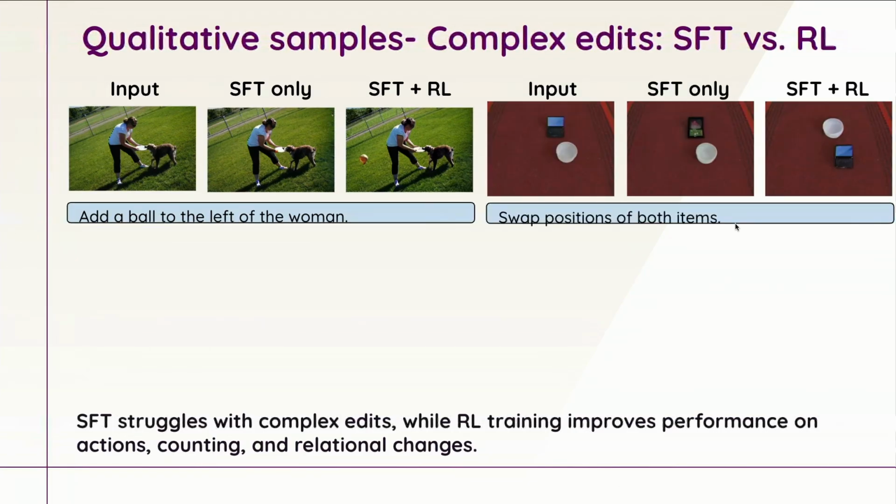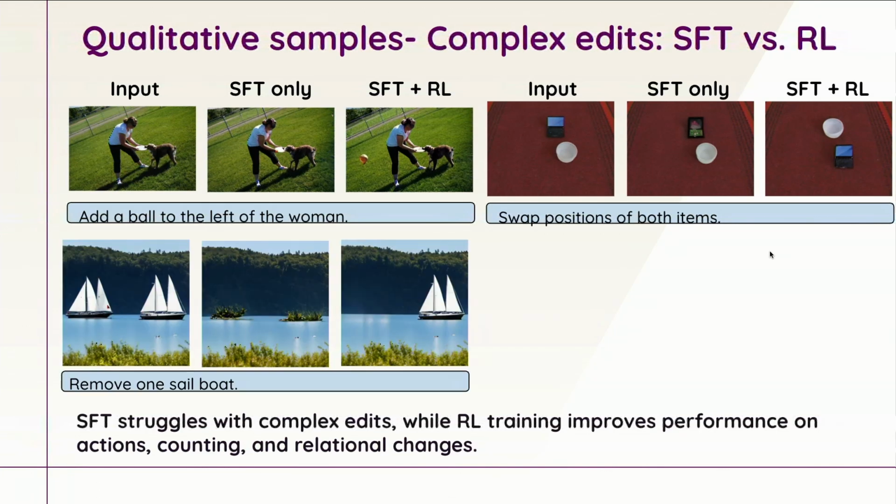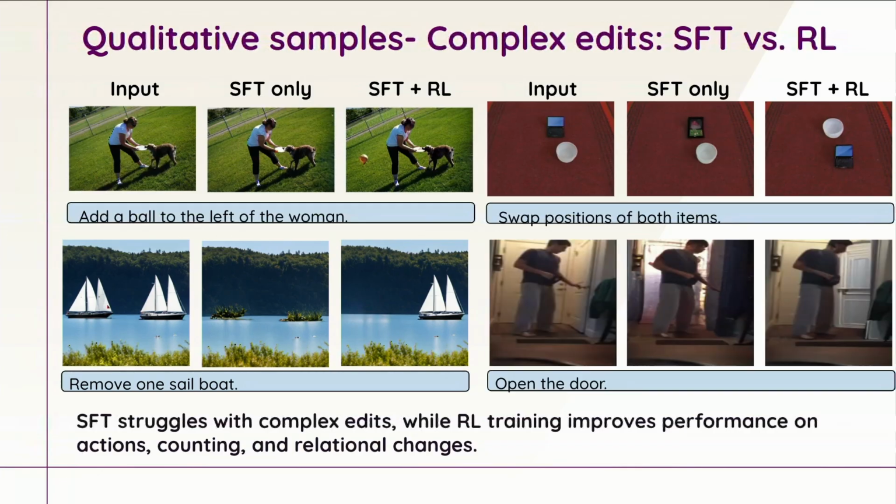Here, it's again an example of swapping positions of two items. SFT model just changes some visual attributes of one of the items. RL model is able to do the instruction following properly. And here, again, it's an example of counting where you need to remove one board, and the SFT model removes both of them, right? And similarly, this is an example of action edit where you see that it's not a very high quality image, so it's a bit hard to see, but basically, the door looks more open than in the SFT case.